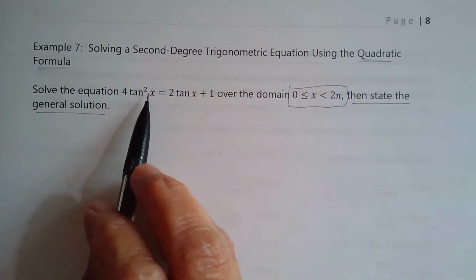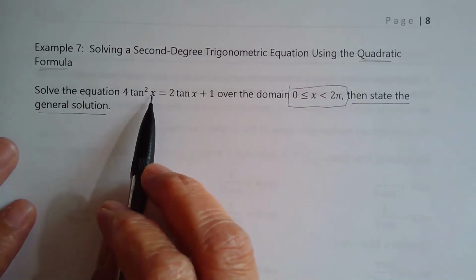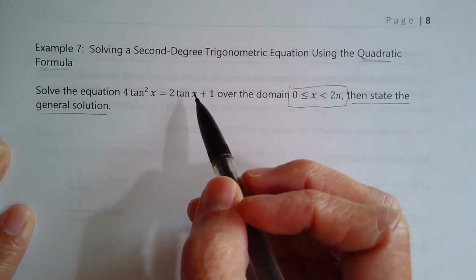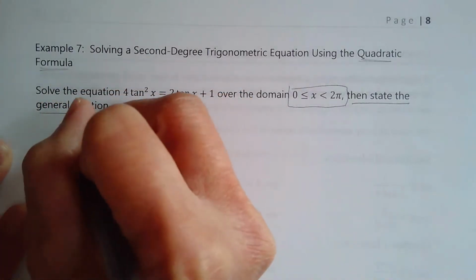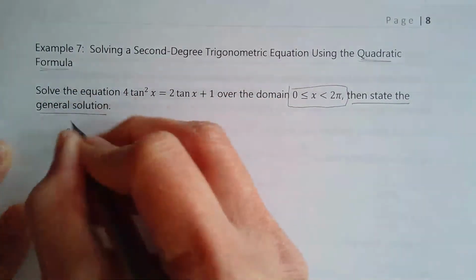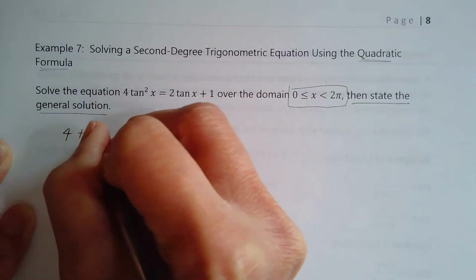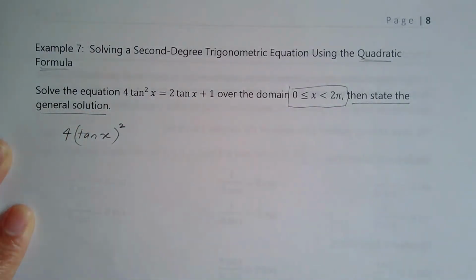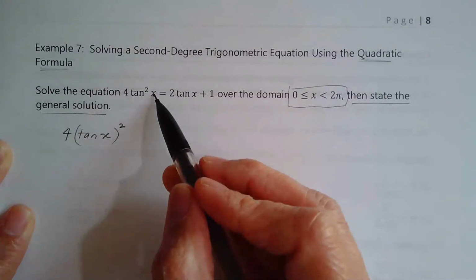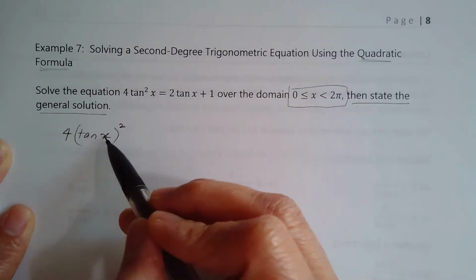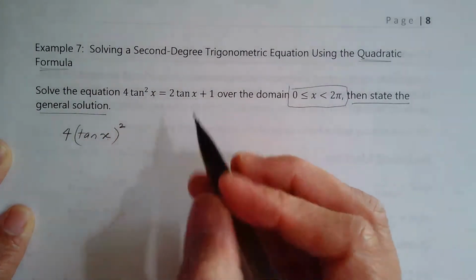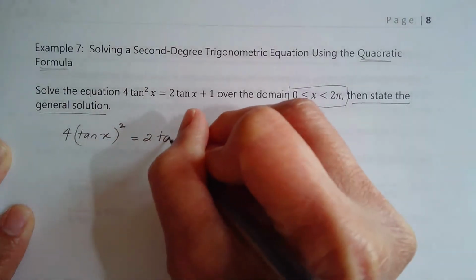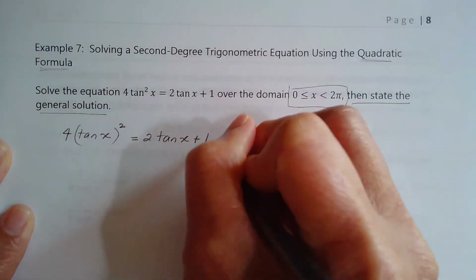4 tan squared of x. Okay, so what we can do is say 4 tan squared of x means tan of x squared, all squared. The x is not squared, but the tan of x is squared, all of it, equals 2 times tan of x plus 1.